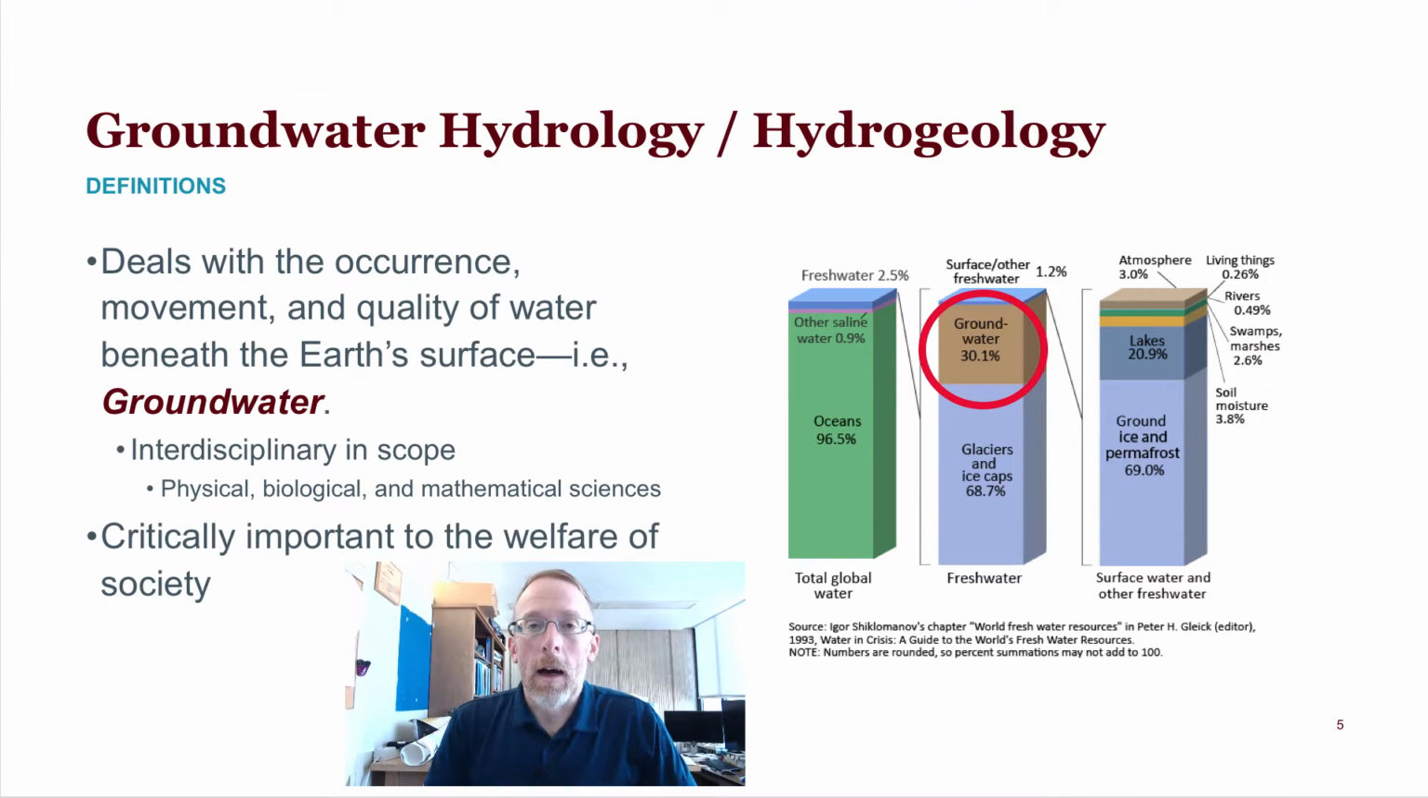Speaking of lectures we did earlier, this is a slide from one of those lectures in Module 1, but I want to start here. First of all, let's define what groundwater hydrology, or what's more commonly called hydrogeology, is. Hydrogeology deals with the occurrence, movement, and quality of water beneath the Earth's surface. Therefore, it's dealing with groundwater.